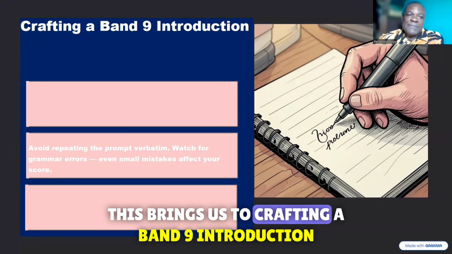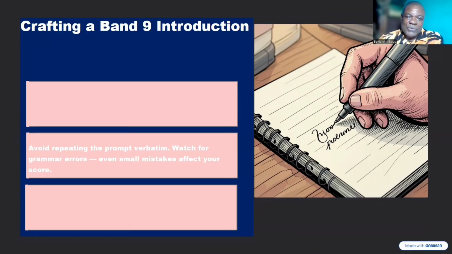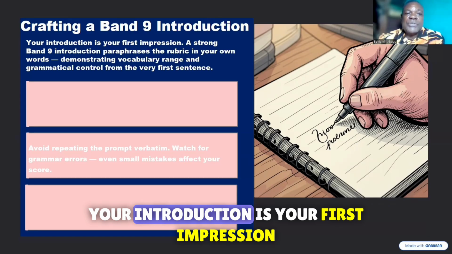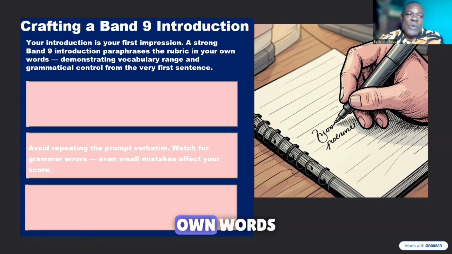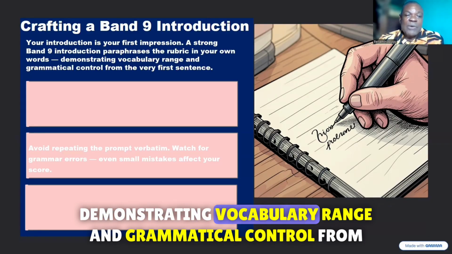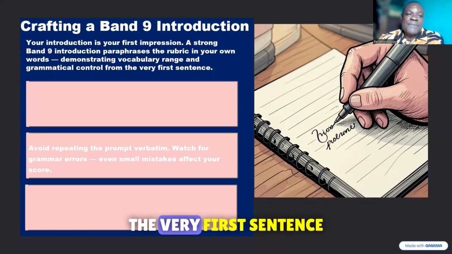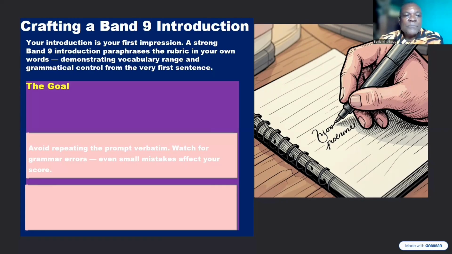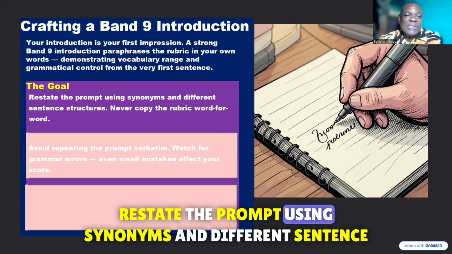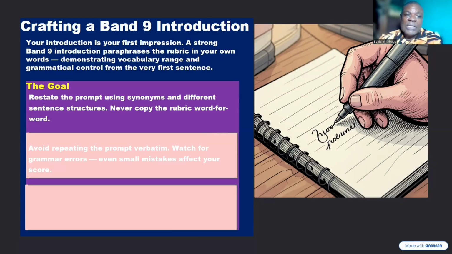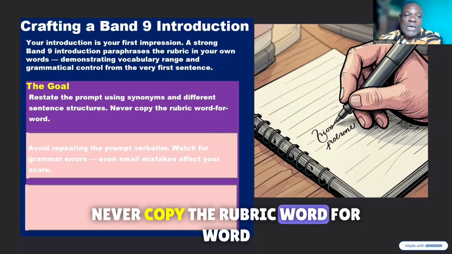This brings us to crafting a Band 9 introduction. Your introduction is your first impression. A strong Band 9 introduction paraphrases the rubric in your own words, demonstrating vocabulary range and grammatical control from the very first sentence. The goal: restate the prompt using synonyms and different sentence structures. Never copy the rubric word for word.